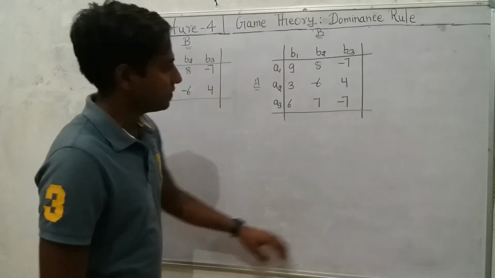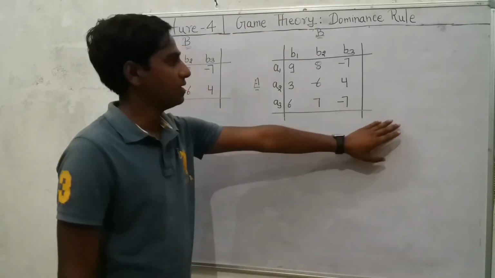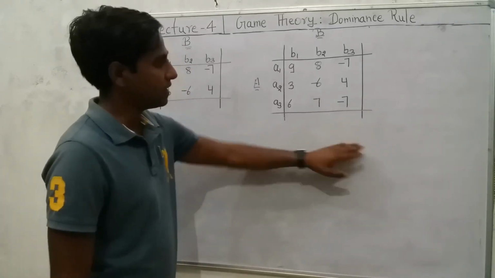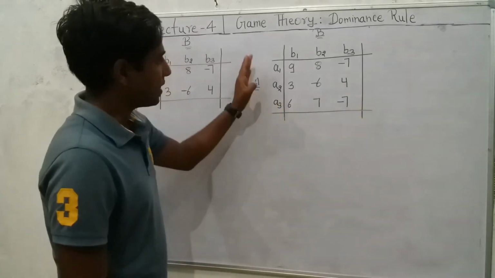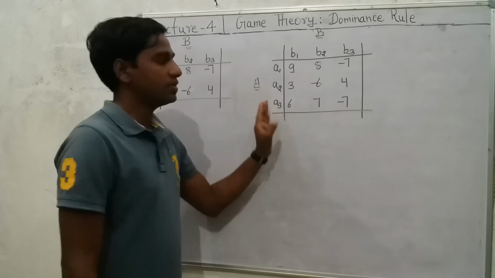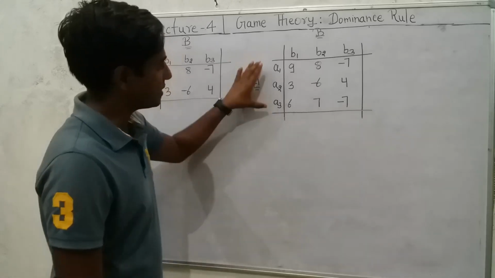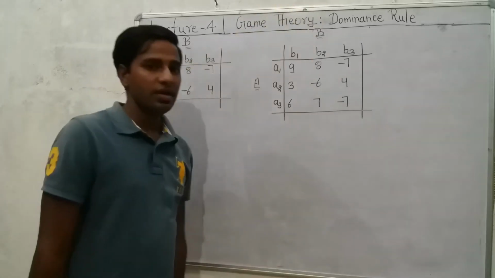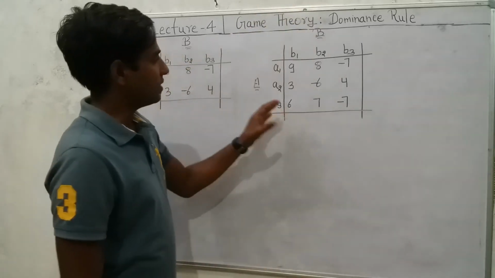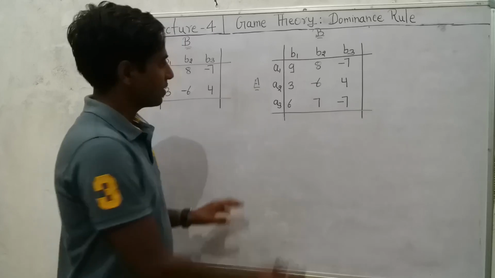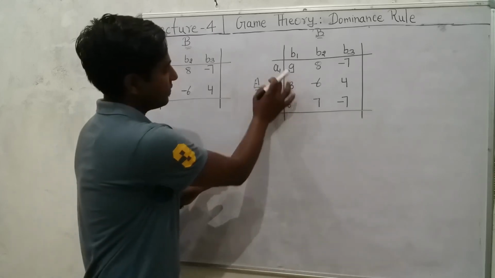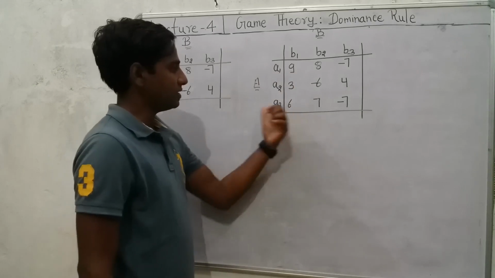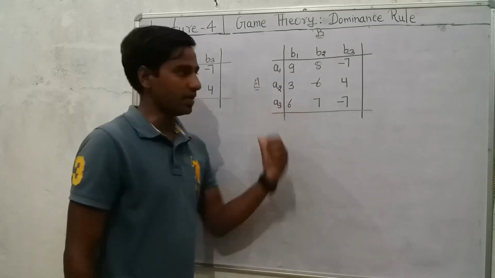So let's start the concept of dominance. We have the initial matrix, which is of 3 by 3 order, in which there are three strategies of company A and similarly three strategies of company B. Let's start with company A. There are three strategies, A1, A2 and A3. So consider these strategies which are open to company A.